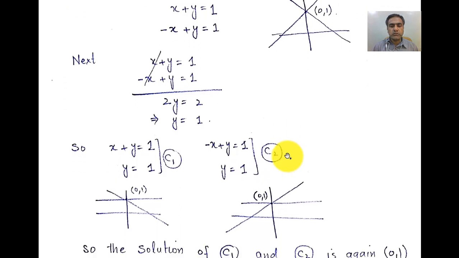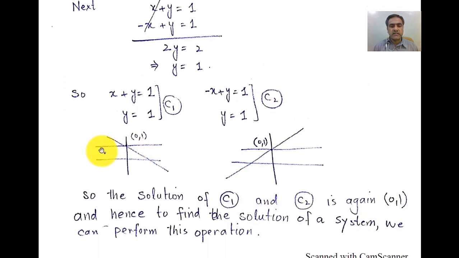Now if I plot these two systems, what do I notice? That this is the line y equals 1, this is the line x plus y equals 1, this is the line minus x plus y equals 1, and this is the line y equals 1.